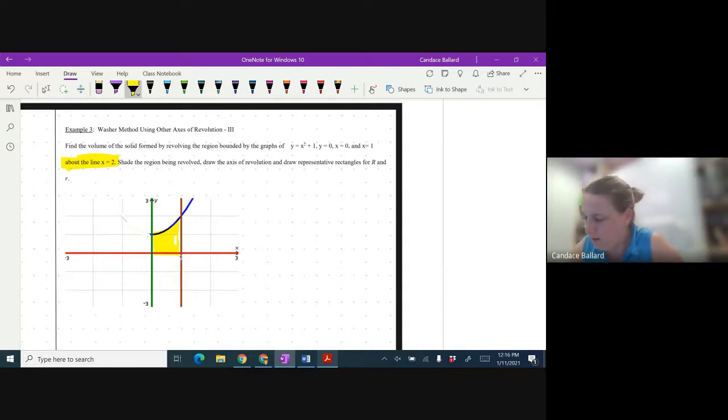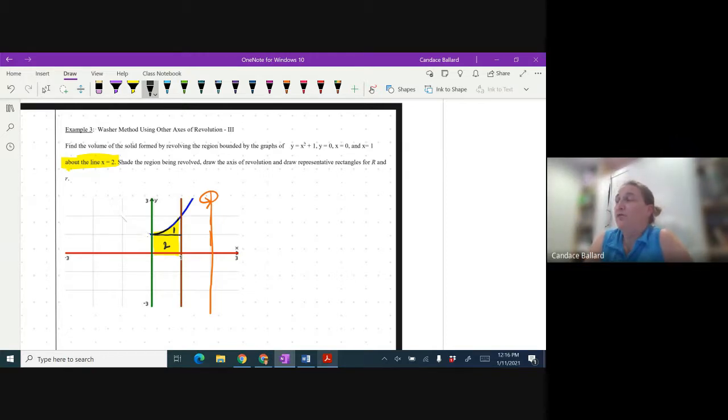So let's find the vertical line x equals 2. That would be right here, this axis of rotation. I like to draw mine solid. Sometimes you'll see some teachers who will draw it dashed. Okay, so let's look at region 1, this region up on top here. And then this is region 2.